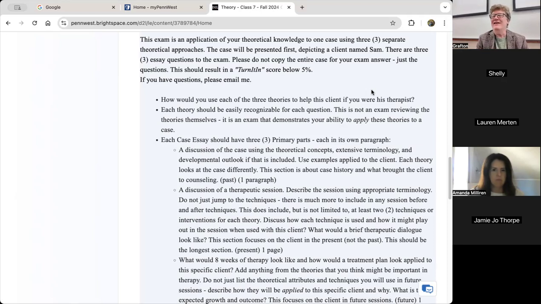Do not copy the entire case study and put it in your paper. I know the case study. You've read the case study. Don't put it in your paper. Put the question in your paper and answer it.